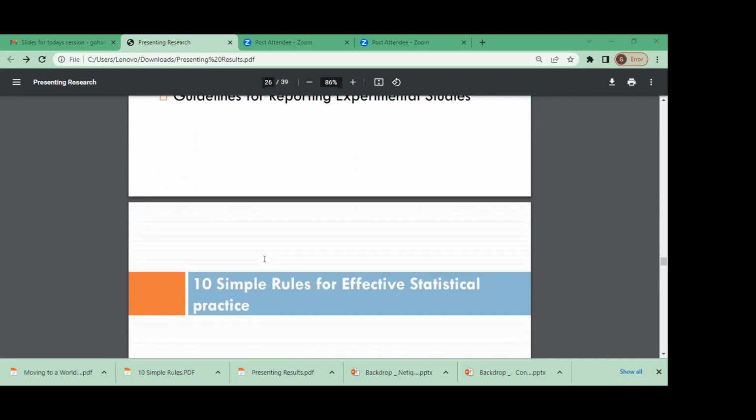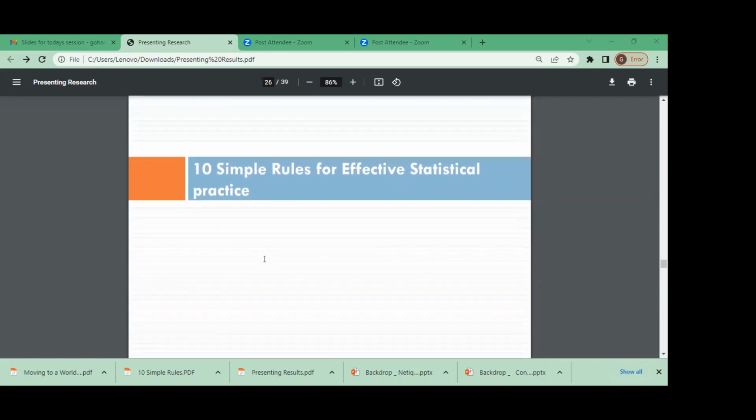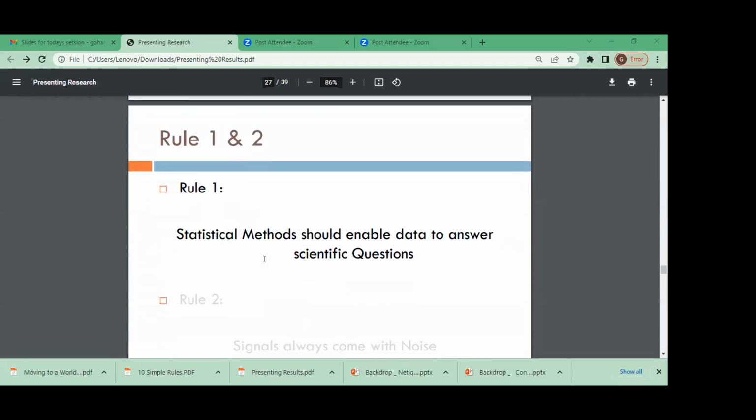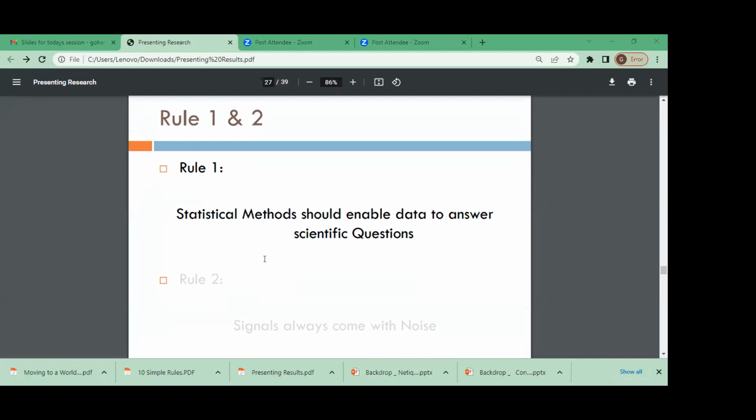Next, I want to talk about 10 simple rules for effective statistical practice, which are very important. The first rule is that statistical methods should enable data to answer scientific questions. Please don't play with the data. Instead, your statistical methods and data should answer the question. It shouldn't be the other way around.